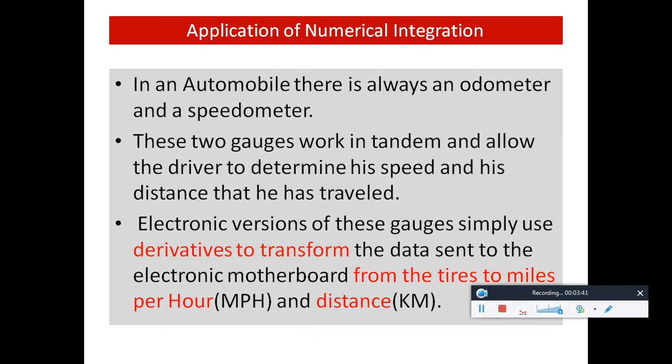The other application of numerical integration is in automobiles. We have an odometer and a speedometer, which allow the driver to determine their speed and the distance he has traveled. Some electronic versions of gauges use derivatives to transform the data sent to the electronic motherboard from the tires into miles per hour and the distance in kilometers. So this is how we come to know the values of the speed and the distance when the driver rides the vehicle.